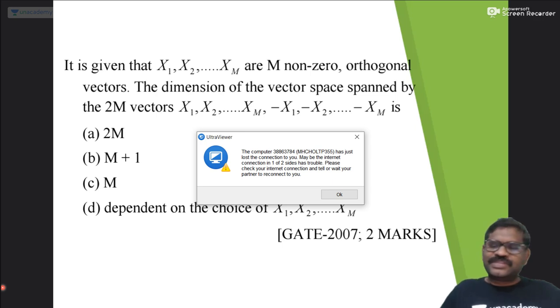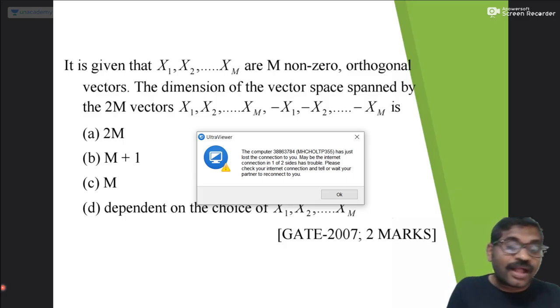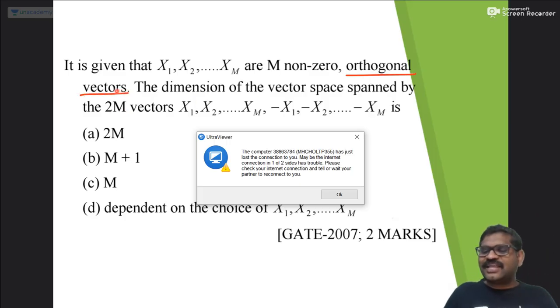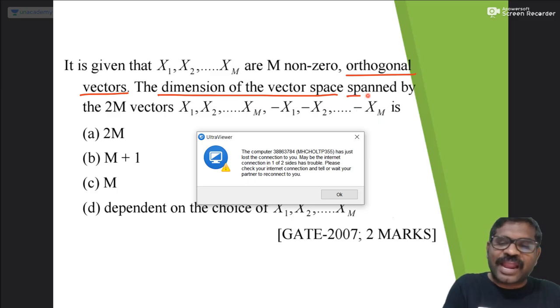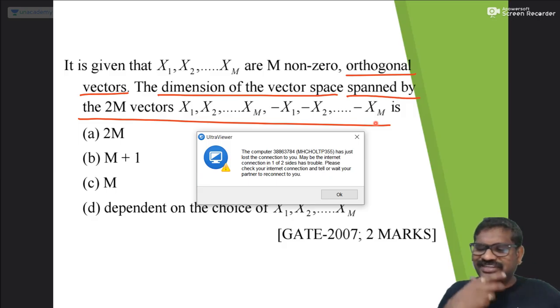Come to the problem. Next problem. This is also a conceptual question. Sir, it is given that x1, x2, xm are m non-zero orthogonal vectors. Please concentrate. Orthogonal vectors, m non-zero orthogonal vectors. The dimension of the vector space spanned by 2m vectors. Concentrate.